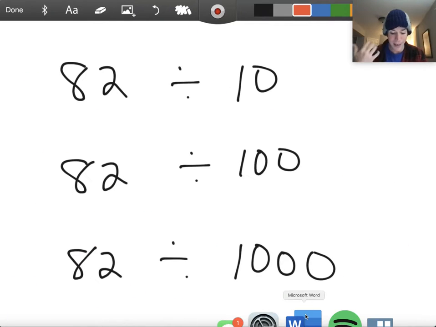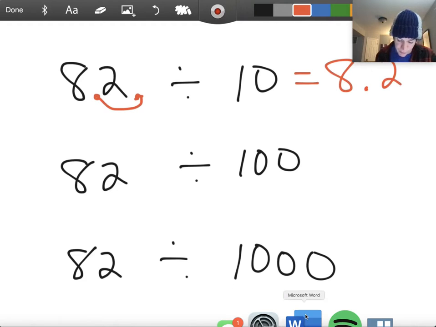Now, same idea, guys, when we're dividing. When you're dividing, you're just going to do the opposite. You're going down one place value. So we're going to move the decimal in the opposite direction, to the left. If I have 82 divided by 10, a whole number, so the decimal is going to be at the end, I'm going to move it back one time, and it's going to give me 8 and 2/10.